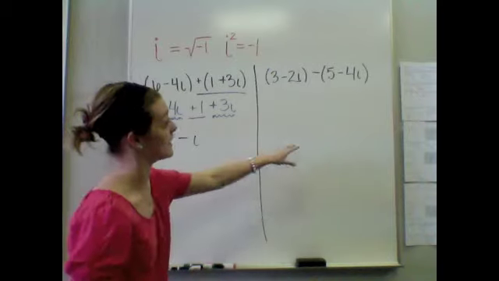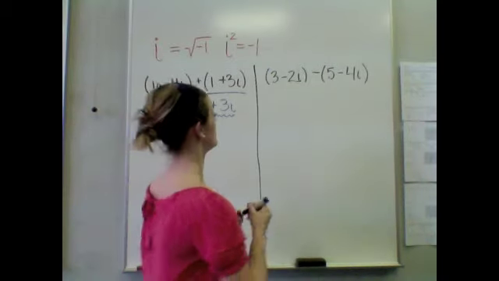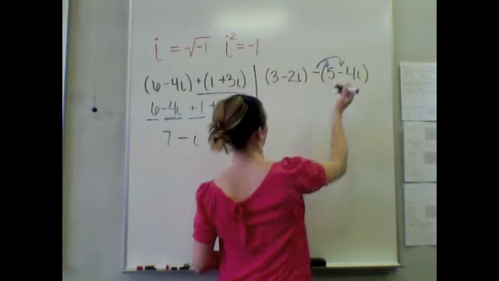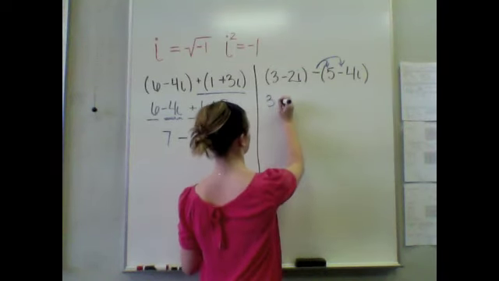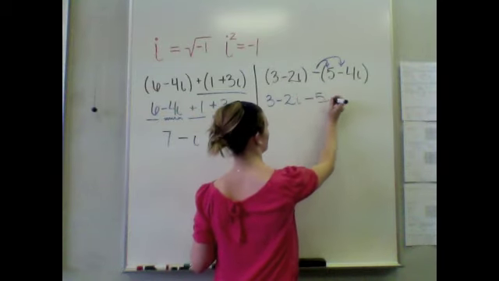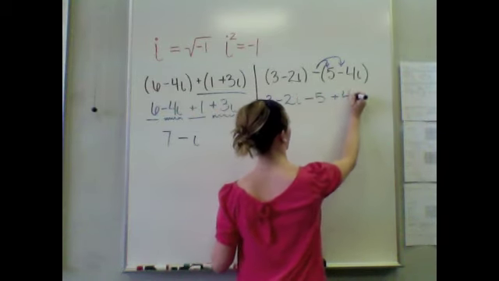So now looking at this one, you have to be careful because the minus in front of my second set of parentheses is going to change the sign. So we can rewrite this as 3 minus 2i. This will become a minus 5, and now it will become a plus 4i.